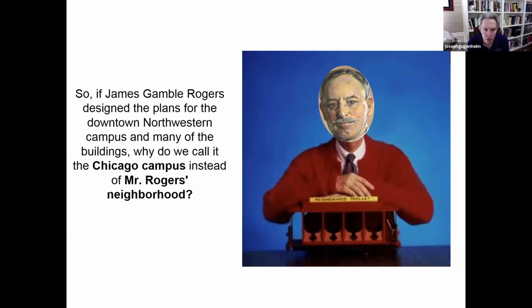So my question for you is, if James Gamble Rogers designed the plans for the downtown Northwestern campus and many of the buildings, why do we call it the Chicago campus instead of Mr. Rogers' neighborhood?